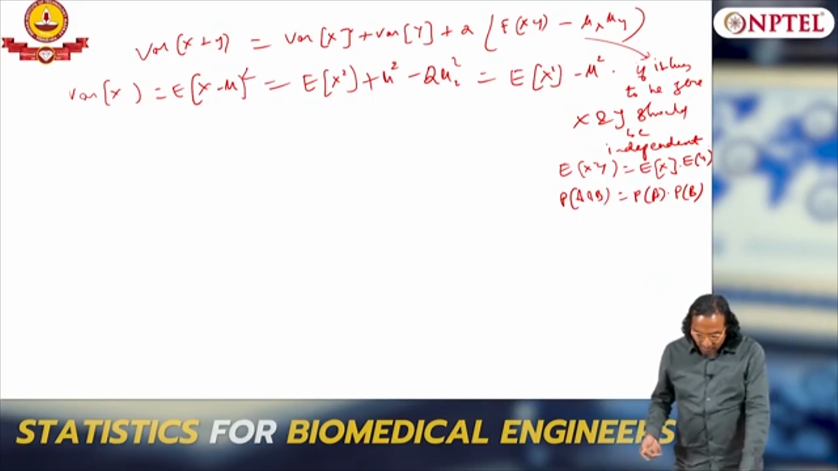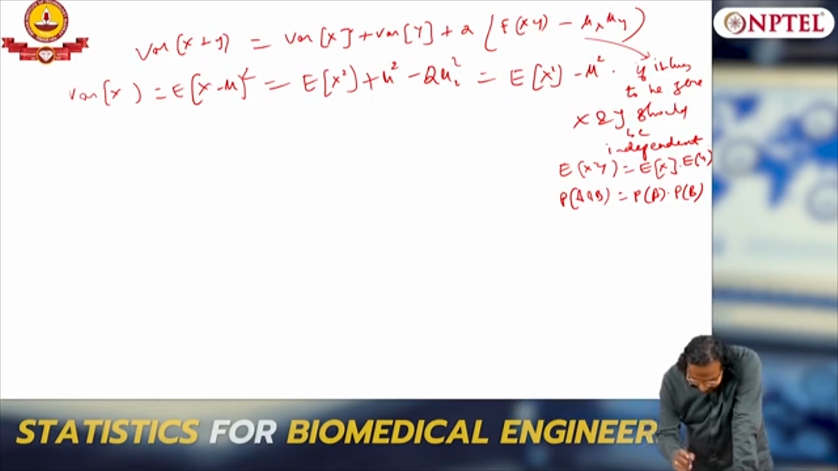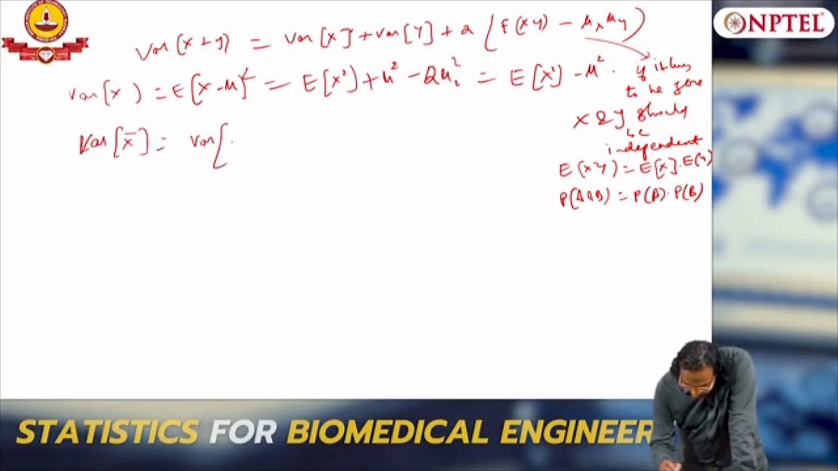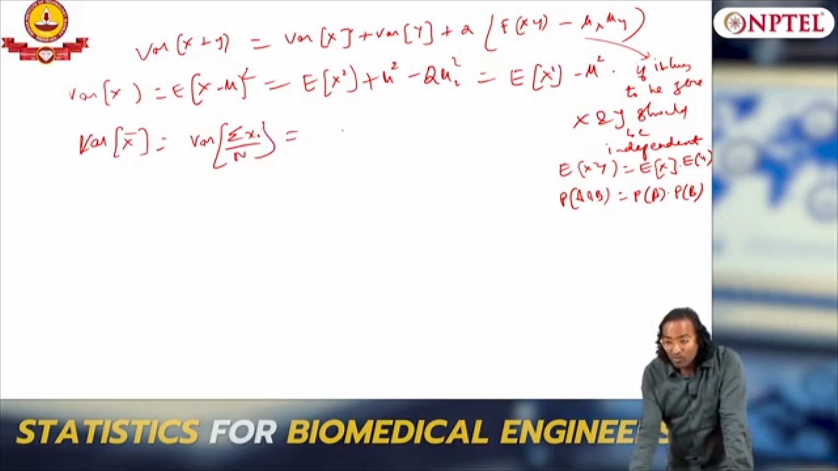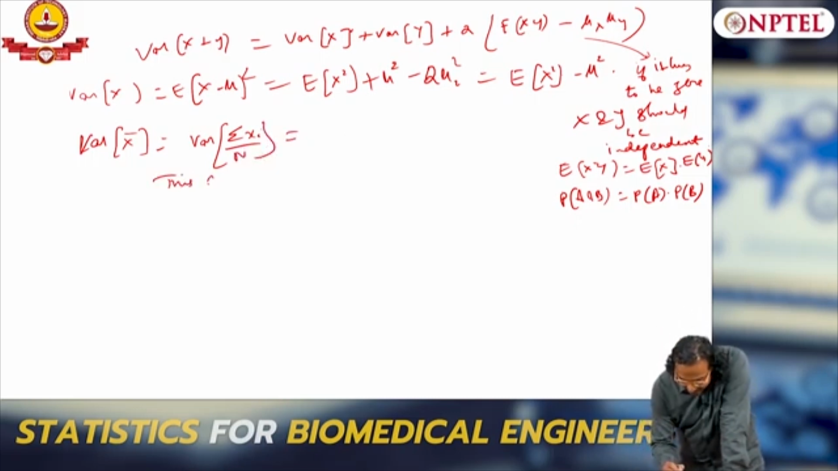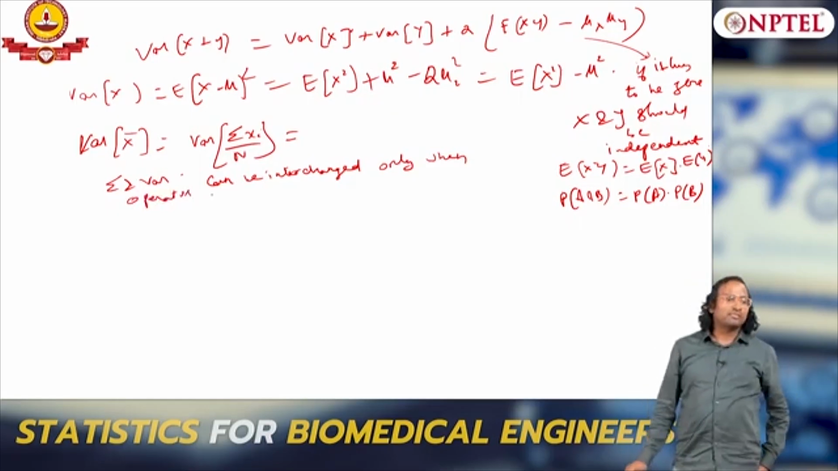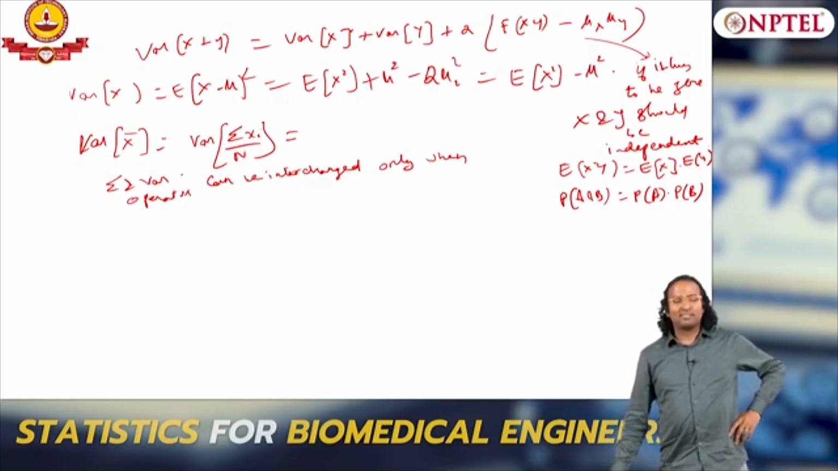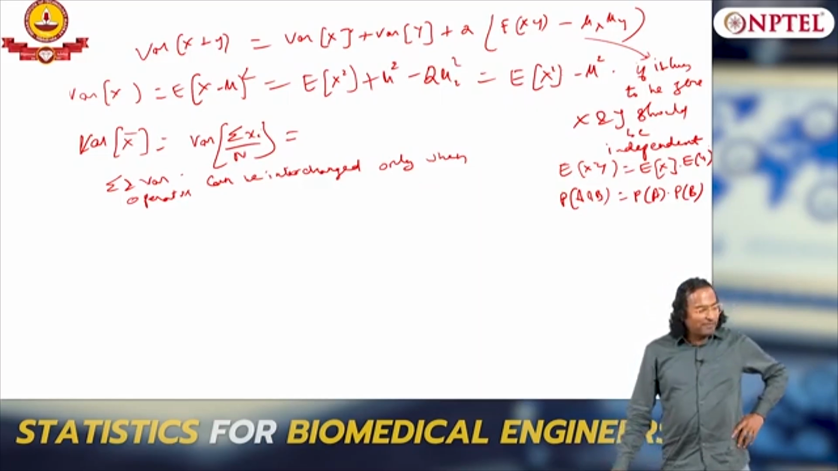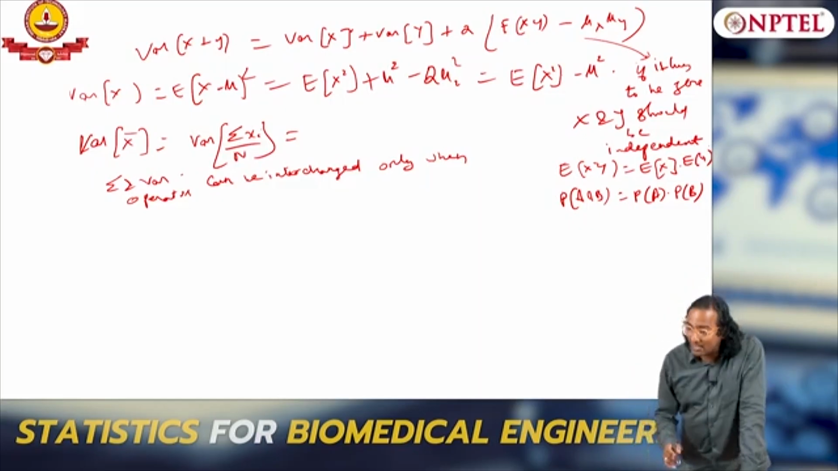Okay. Now coming back, variance of x bar is nothing but variance of summation of xi by n. Now this can be interchanged under what assumption? That is, summation and variance operator can be interchanged only when, what assumption? But when will the variance operation become linear? I showed you, na? When they are independent. What are independent? All xi's are.